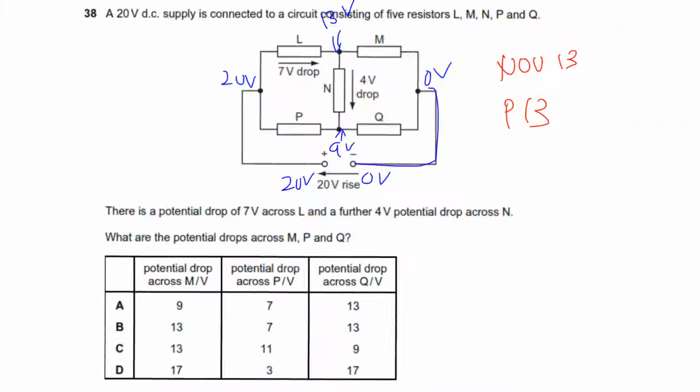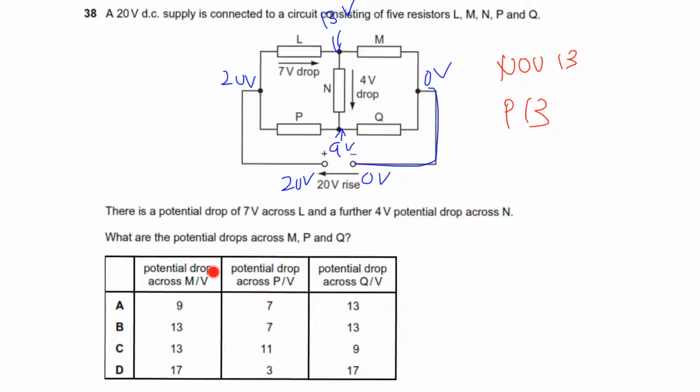Okay. So you want to find the PD across M, P, and Q. So let's see how you assign the values of potential. So since this is 20 volts rise, negative, positive, I take this as 0, I take this as 20. So if this is 20 here, there's a 7 volts drop. So from 20, it dropped by 7. So 20 minus 7 gives you 13 volts here. So this point is 13. Then here it drops another 4. So 13 minus 4 gives you 9. But this one is always 0.